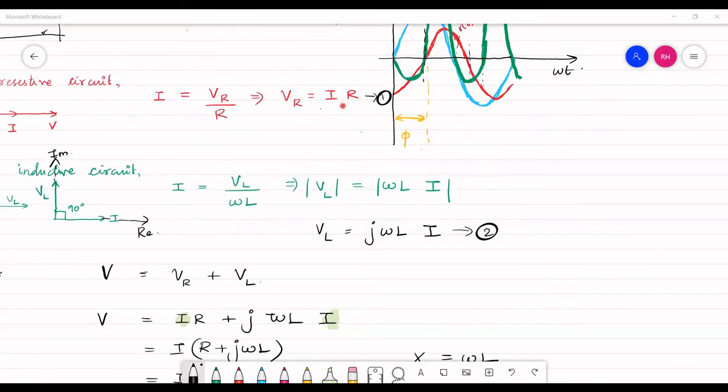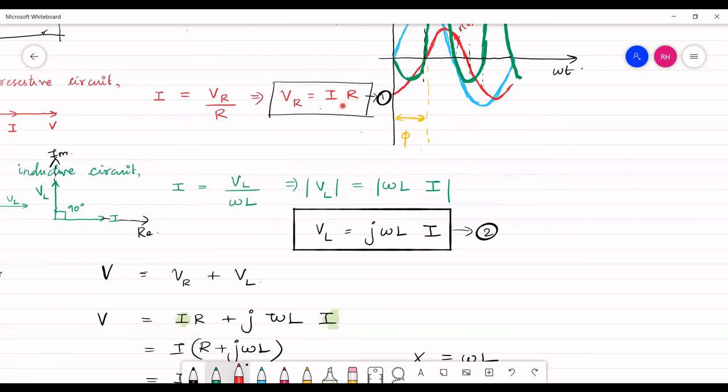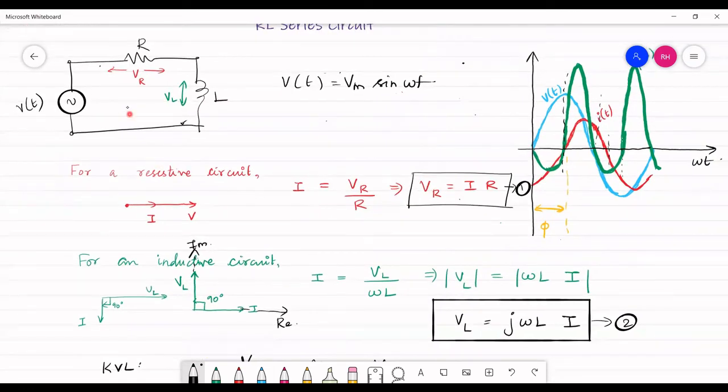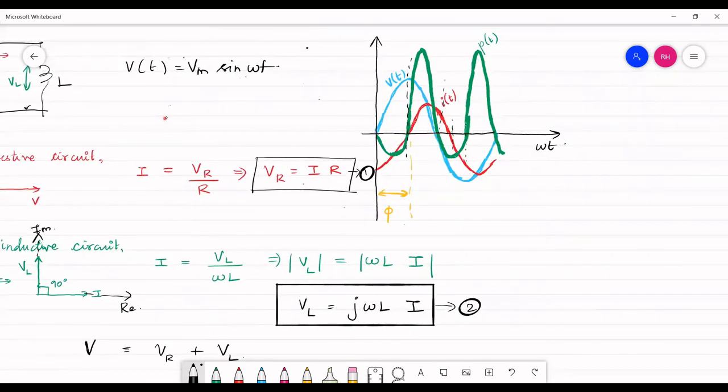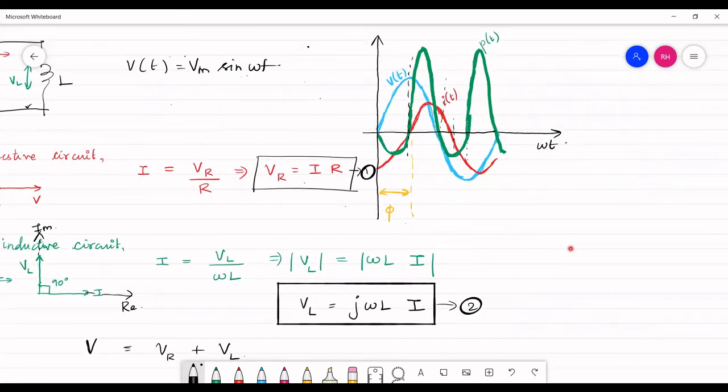It could be seen from this expression that VR is equal to I into R and VL is equal to jωL into I, if we have current as the reference. Now you might get a question, why should I have current as my reference? We have two elements here, and in these two elements, we have a common current flowing. So the common parameter for the circuit is current, and hence I select current to be the reference phasor.